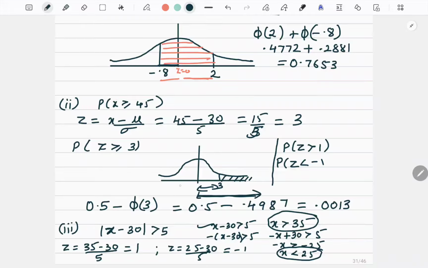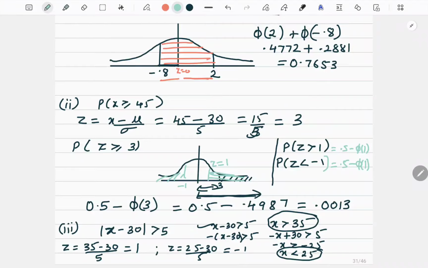Correct? So if I look into the same figure, let me just change the color. In this figure, suppose this is z is equal to 1. So the probability for z is greater than 1 is how much? This area. So 0.5 minus phi of 1. Right? Same way, suppose this is -1. So z is less than -1 means this area. So it is also 0.5 minus phi of 1, because phi of 1 is equal to phi of -1.